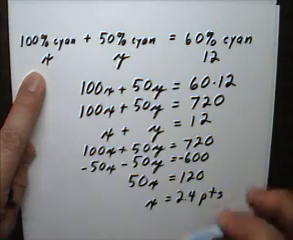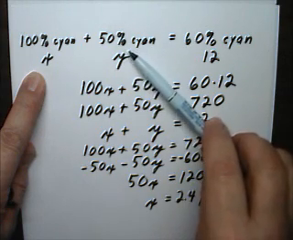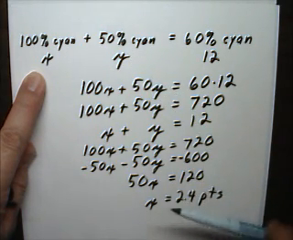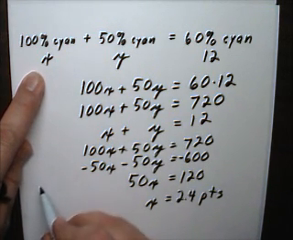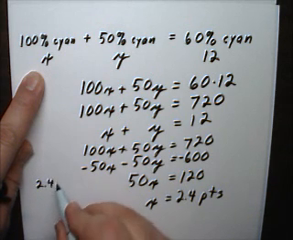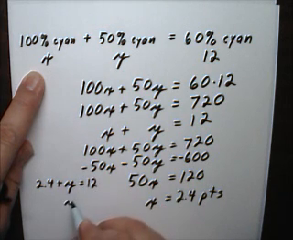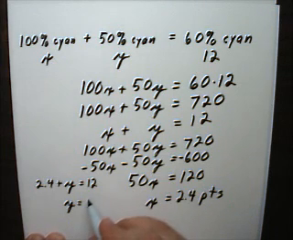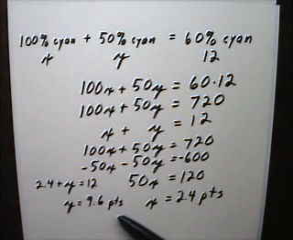And to figure out how much, 2.4 pints of the 100% cyan, so I need to figure out how many pints of the 50%. And I'll use this equation, x plus y equals 12. So instead of x, I have 2.4. So this is going to be 2.4 plus y equals 12, or y equals 9.6. And this is my solution. I take 2.4 pints of the 100% plus 9.6 pints of the 50%, and that gives me the 12 pints that I need.